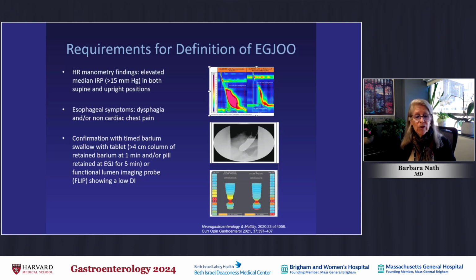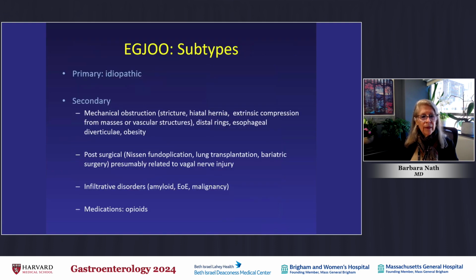And so the confirmation can be either with a timed barium swallow, shown here, that shows a retained column of barium, or a pill remaining at the EGJ for 5 minutes, or using the FLIP technology to show that the distal DI is very low. So the distensibility is low. There are 2 subtypes. One is idiopathic, where there's no obvious reason for the development of EGJ outflow obstruction.